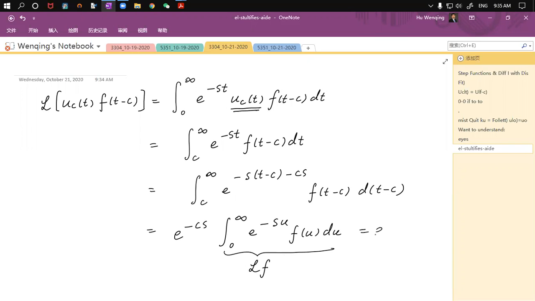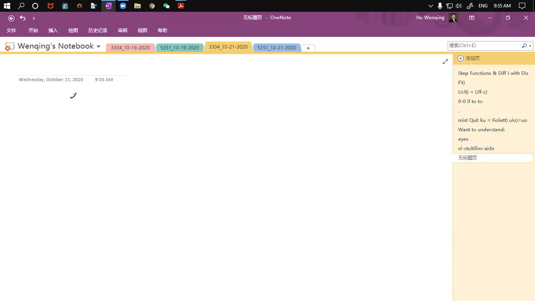So that means you're going to have e to the minus c s times the Laplace transform of the original f of t. Is that good for everybody? That's very important. It means we obtained a very important formula: the Laplace transform of u_c of t f of t minus c is equal to e to the minus c s multiplied by the Laplace transform of f. Is that good for everybody? This is what we call the forward shift.